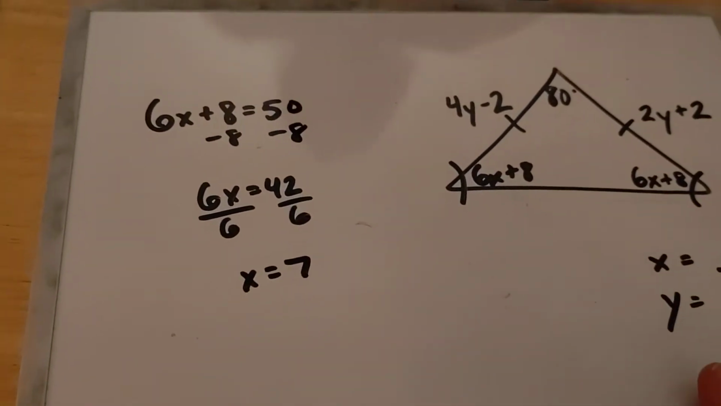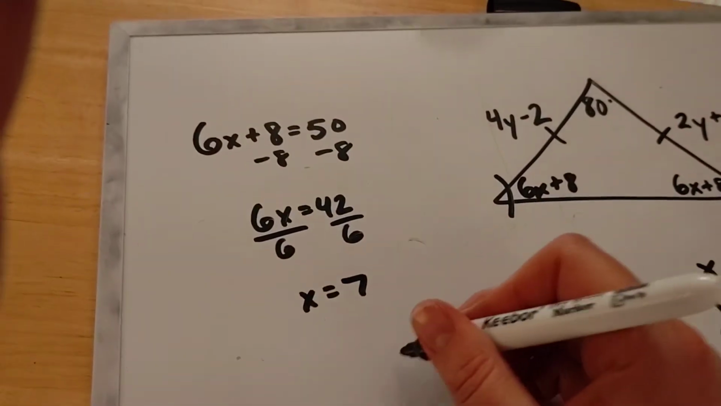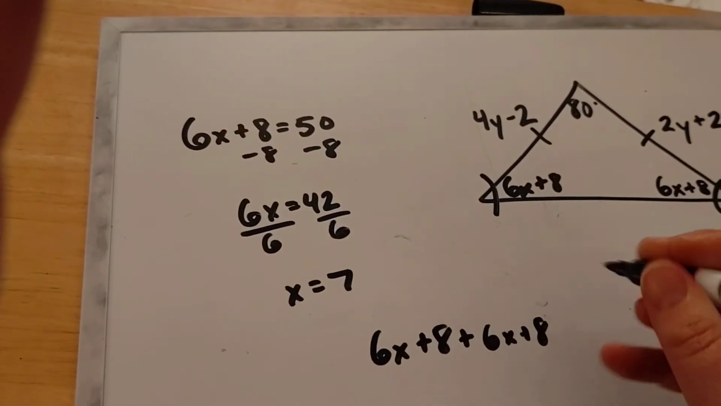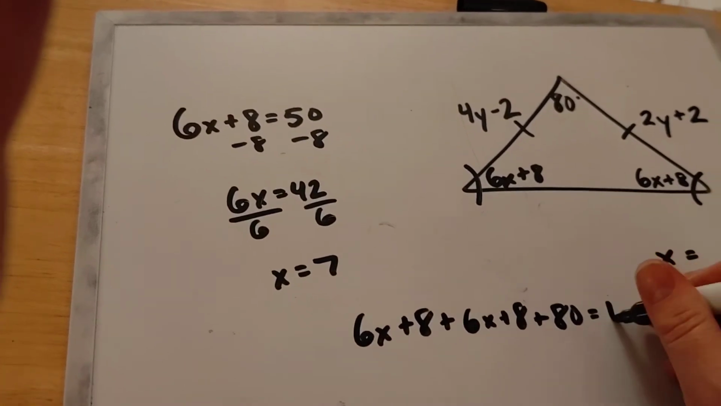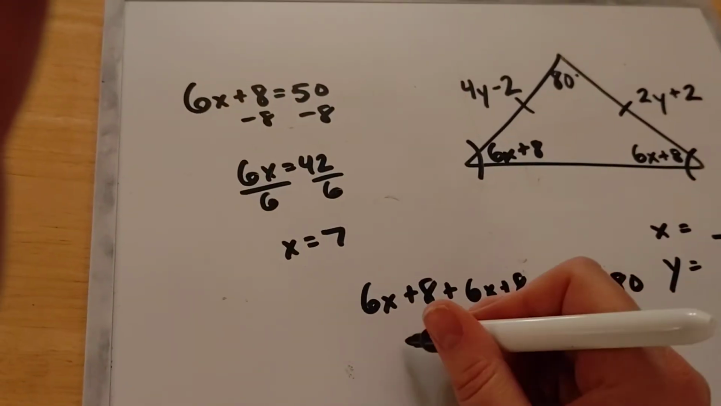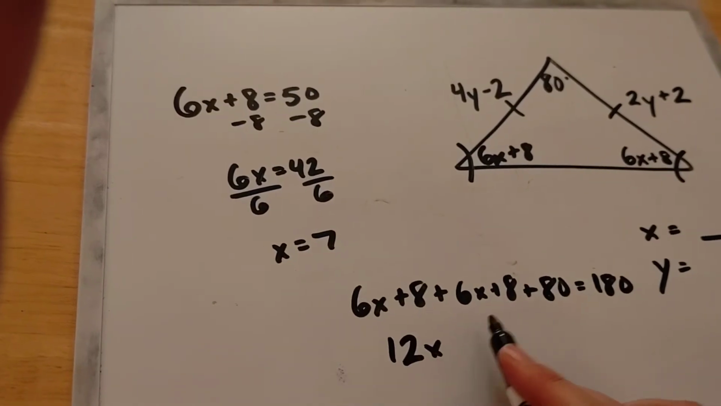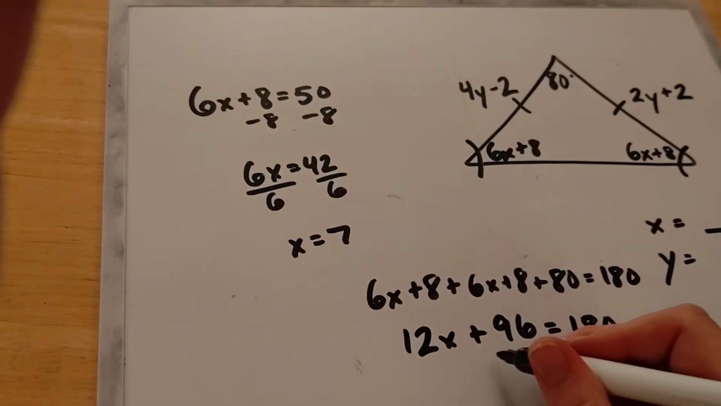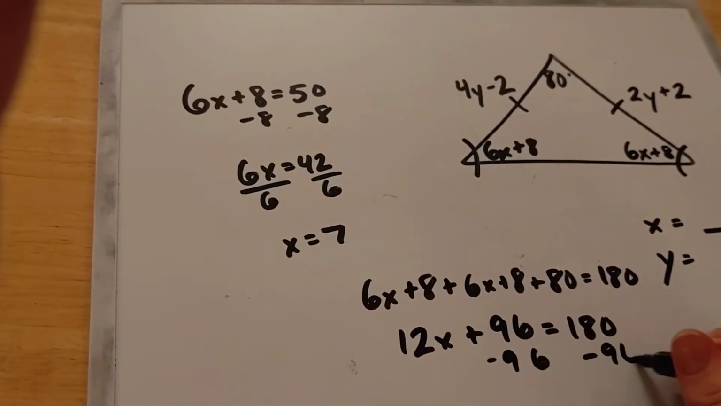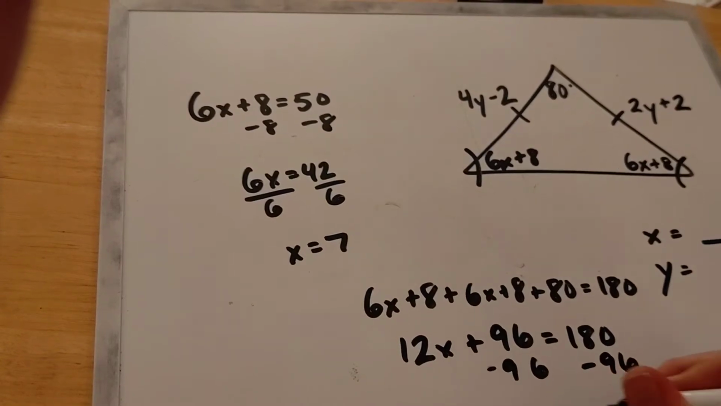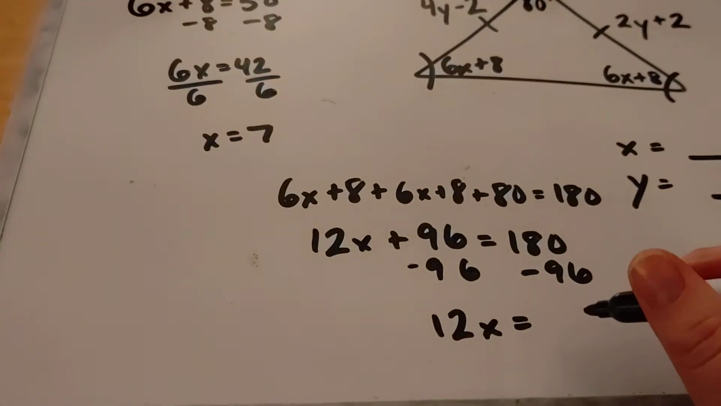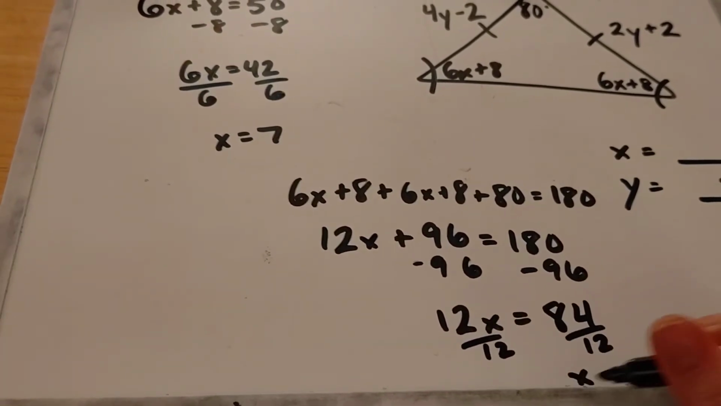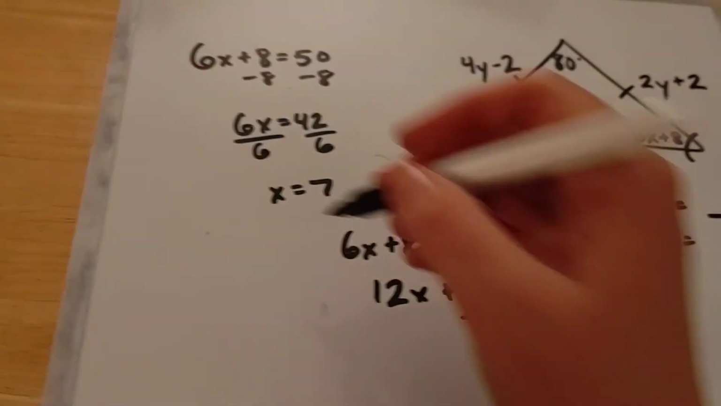Now let's also see it the longer way, which is an equally great way. I could have written out my 6x plus 8 plus my other 6x plus 8 plus my 80 all must equal 180. Let's combine like terms here. Let's say that 12x plus 96 equals 180. Subtract 96 from both sides. 12x equals 84. Divide by 12. And again, x equals 7.